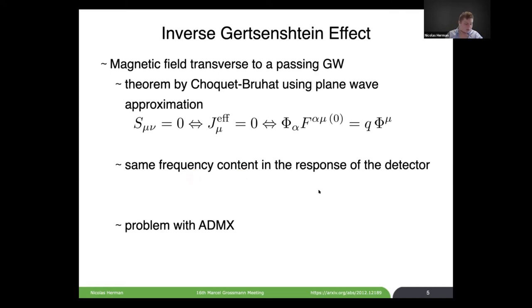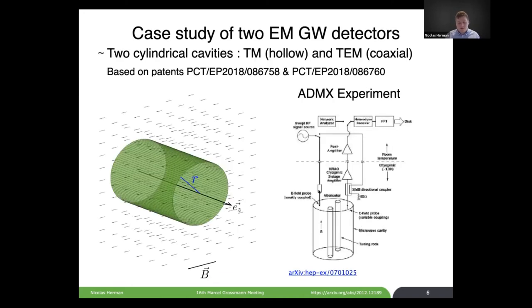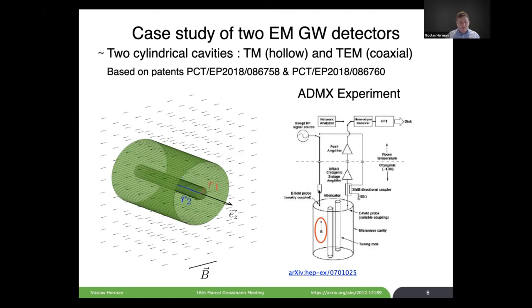I would also like to say that we expect the same frequency content in the response of the detector as the gravitational wave. And if you want to use, for example, the ADMX experiment, there is a little problem, because in ADMX, so here is ADMX, the magnetic field is longitudinal. In our case, for example, here is the TM cavity, the hollow cavity, we have the transverse magnetic field. There is another detector, the TEM cavity, but it's the same principle.